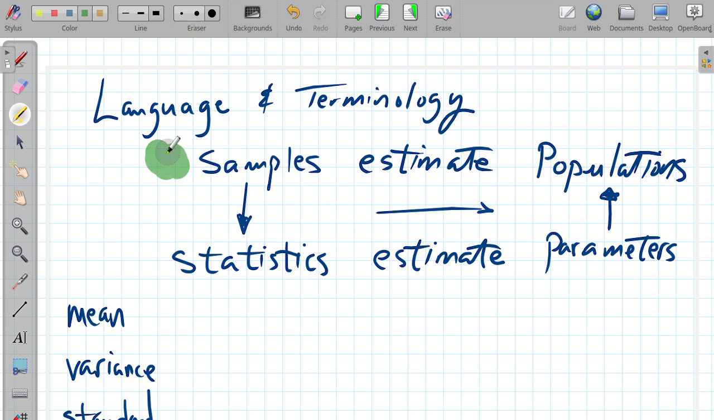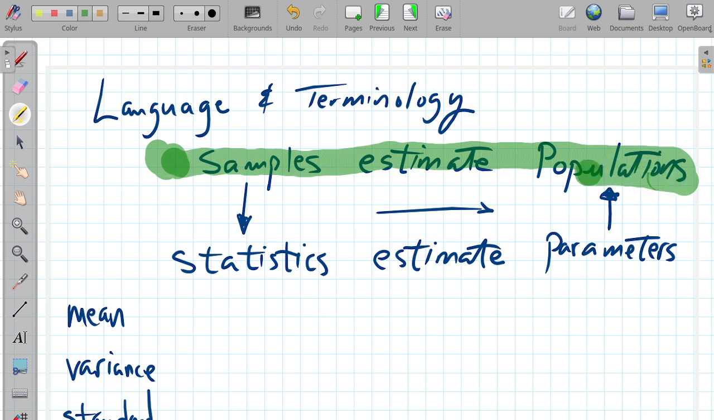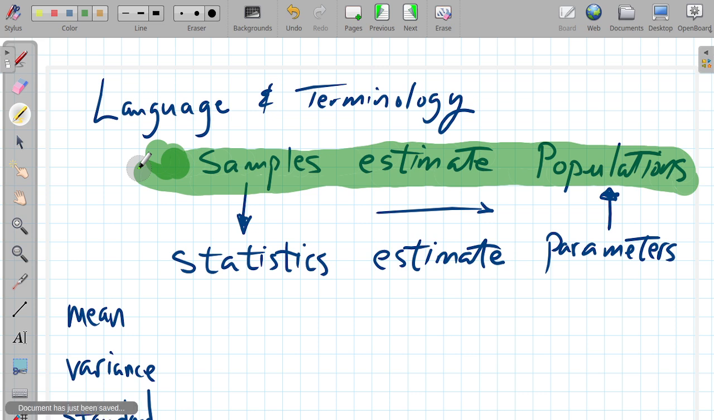Okay, there we go. So what do we know? What have we learned here in this discussion? Samples estimate populations. That's the first thing you want to keep in your mind. Throughout this entire course, if I want to know something about a population, I have to study a sample. Now, what do we call the numbers, the data? A sample produces statistics.